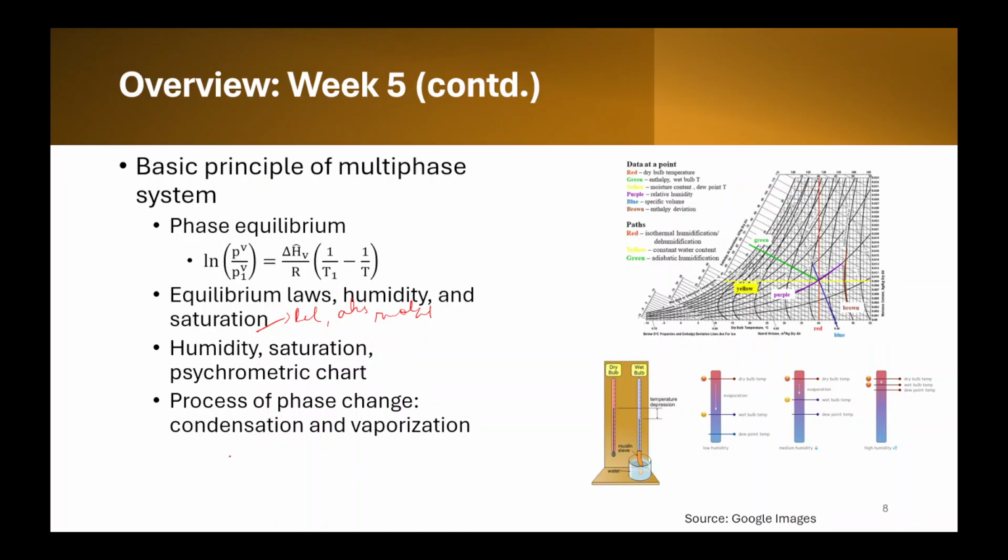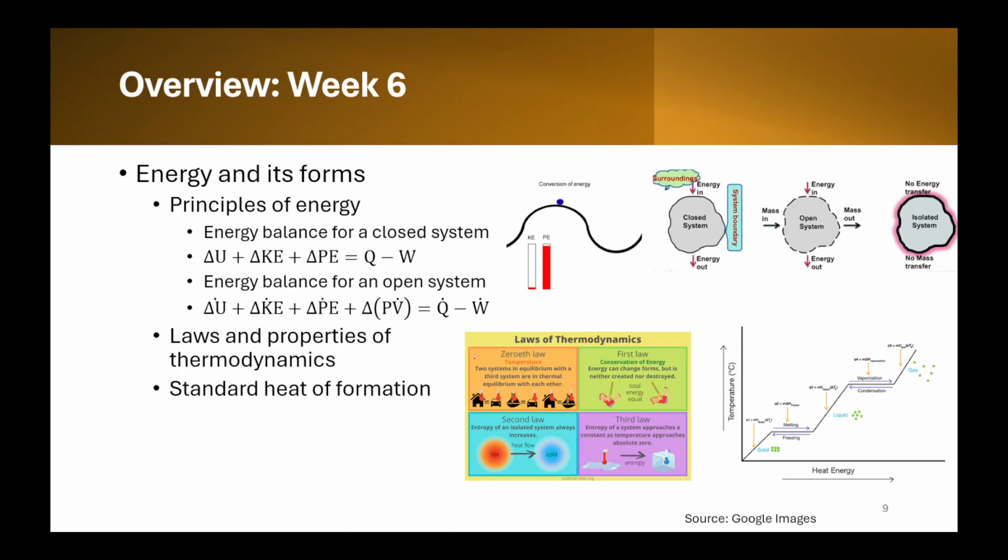We also looked at the process of phase change of condensation and vaporization and discussed the mass balance for these different processes. Week 6 involved energy and its form. So we have discussed some mass balance. We now move on to firstly the principles of energy and then move on to the energy balance.